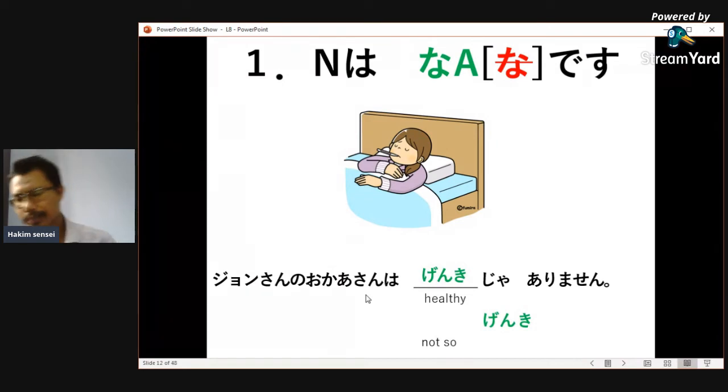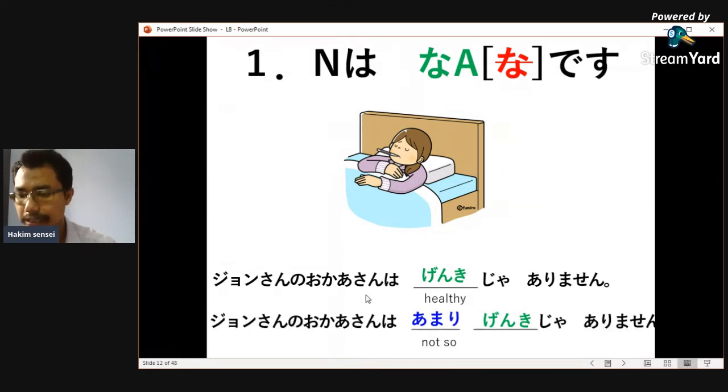Okay, but maybe you want to say it is not 100%. Not 100% healthy, but just a little bit, not so healthy. So how to say not so healthy in Japanese language? You can use the word amari. So amari genki ja arimasen. Not so healthy. All right.